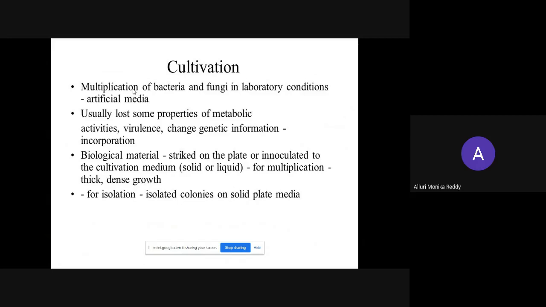And usually some properties like metabolic activities, virulence, and change or incorporation of genetic information can all be observed under cultivation. Biological material is streaked on the plate or inoculated into the cultivation medium, solid or liquid, for multiplication and thick, dense growth. We usually do streaking and inoculation just to observe the growth, and for isolation even.